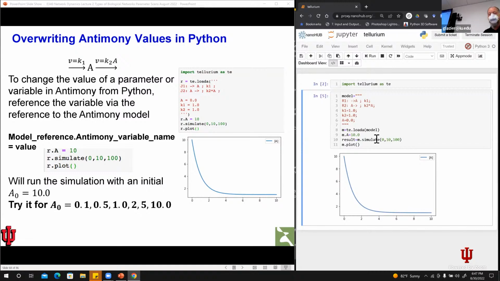So this is very useful because I can load my model with some default set of parameters and values. And now I can change the model without having to change the string. And that's, again, the sort of the power of this. It's nothing very fancy, but it's useful.